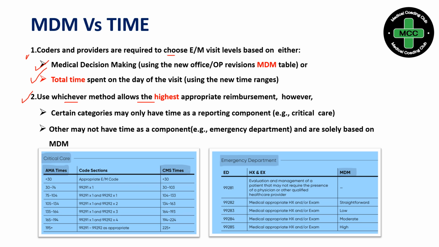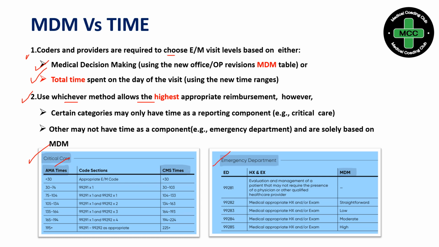Although not every E/M service will have both time and MDM guidelines. Few services will have both MDM and time guidelines, but few services will purely depend on only MDM, and few services will depend on only time criteria. In those cases, we are left with only a single coding guideline, so we have to follow that. For example, you can see here, critical care. In critical care, we don't have the MDM concept. We have to go by time. We will see how much time critical care has been performed. Based on that, we will code critical care.